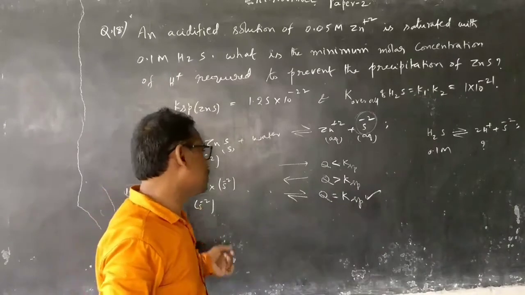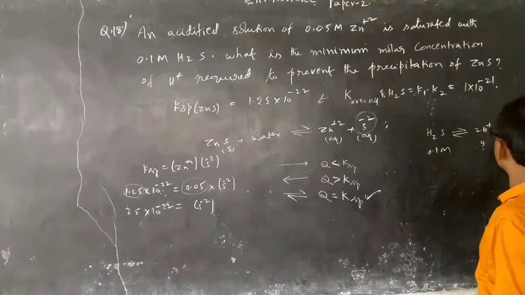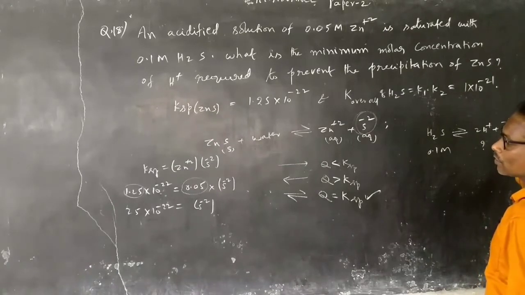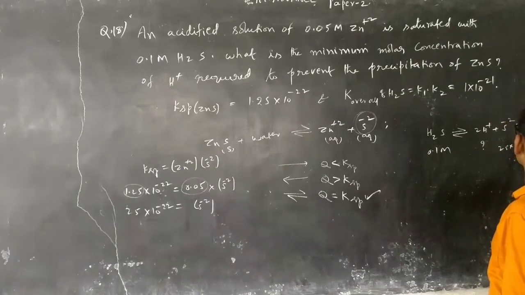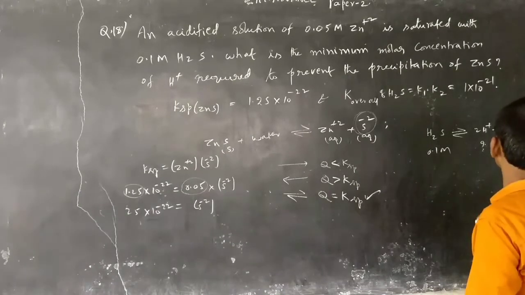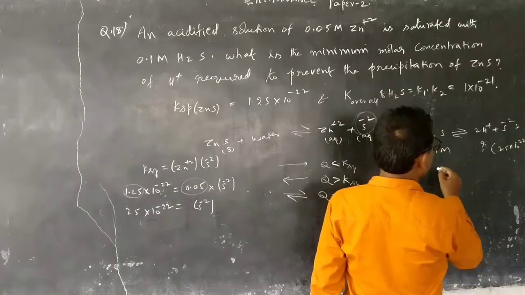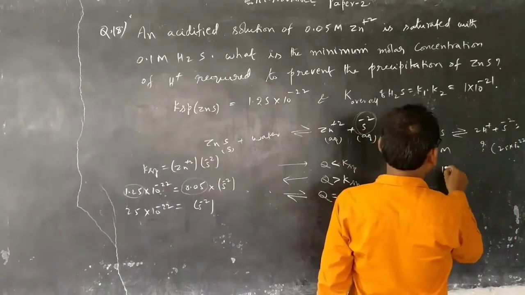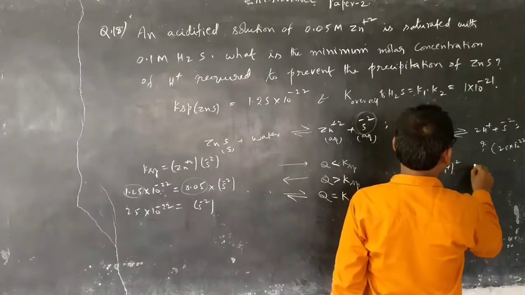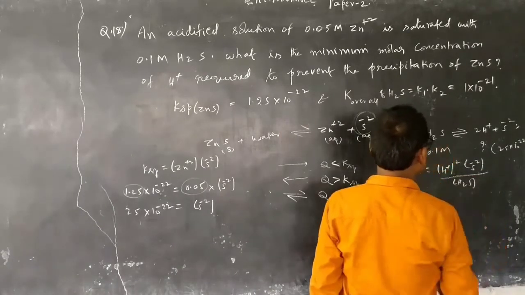In order to provide this much sulfide, how much H plus is required? We want to say that this is about 25 into 10 power minus 22. So what is required? That is, what is the expression of this? The expression is K is equal to H plus concentration whole cube into S minus 2 divided by H2S concentration.